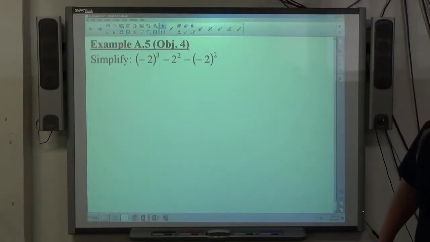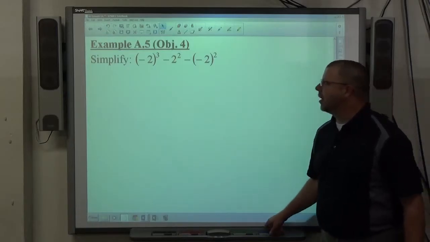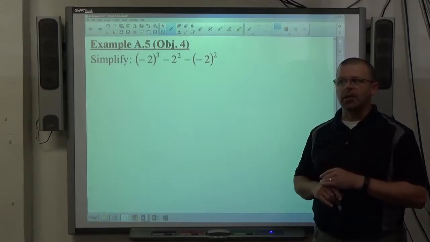All right, the final example today, simplifying an expression with powers. And the thing I want you to remember about powers is this. The powers affect a single object only. They only affect the number, unless parentheses are involved.